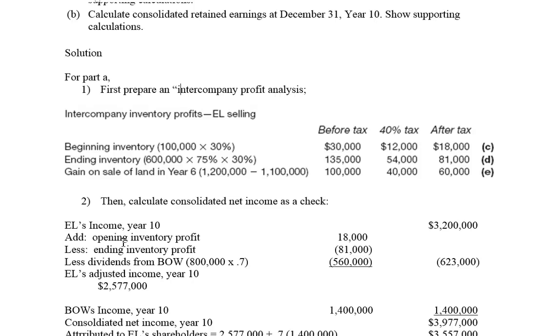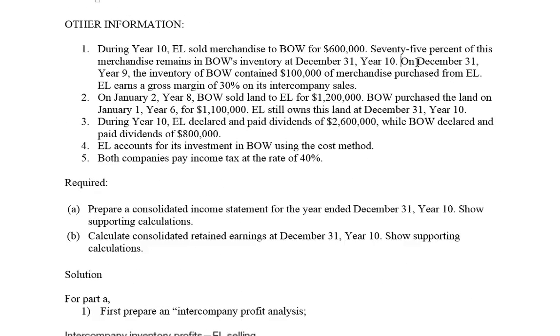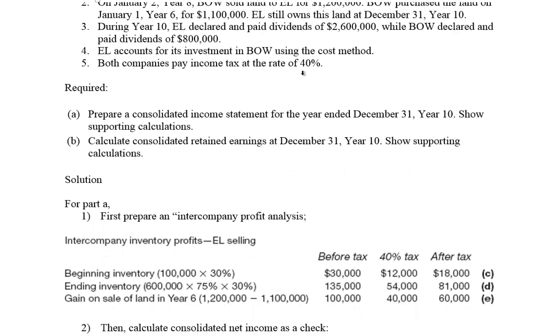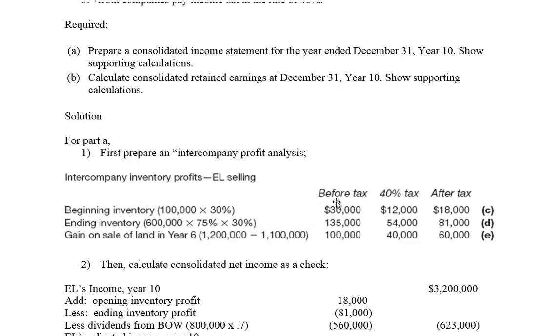So now, if we go back to the additional information, we know that on December 31st, year 9, the inventory of Bo, the sub, contained merchandise that it purchased from L. And that contained $100,000 worth of merchandise, right? And we know that on that, 30% is gross profit. So on a pre-tax basis, 30% of that $100,000 is pre-tax profit. So that's $30,000.